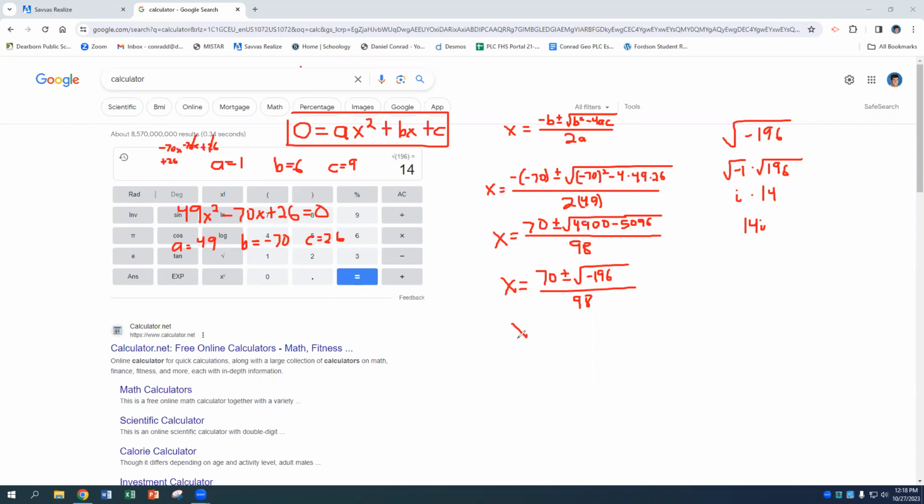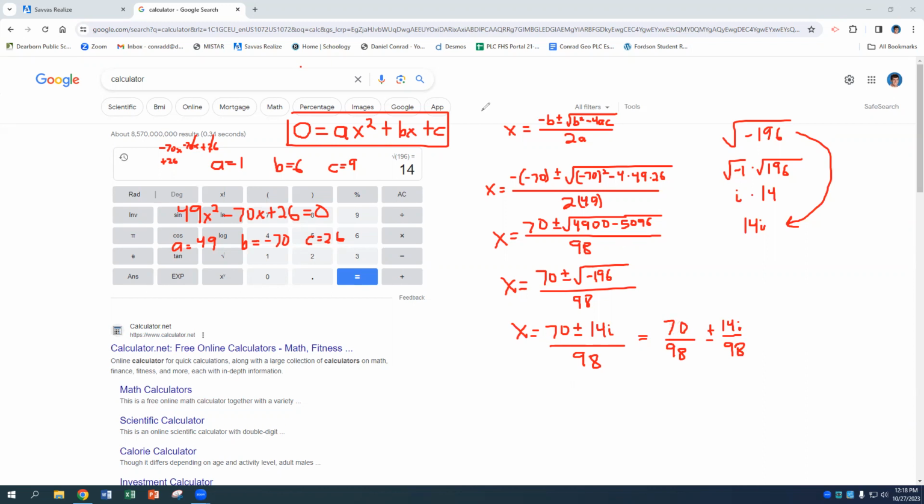So let's put that in. We have X equals 70 plus or minus square root of 196 equals 14i, we just said. So instead of square root of 196, I'm going to put in plus or minus 14i over 98. All right. I have to divide both of my pieces by 98 now. Right? When I'm dividing, I have to divide both by the denominator. Plus or minus 14i over 98. Okay, 7 is going to be divisible into all of these. So is 14. 14 is going to be divisible into all of these, right?